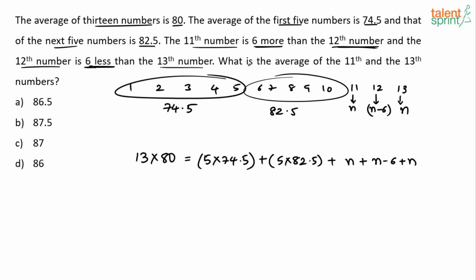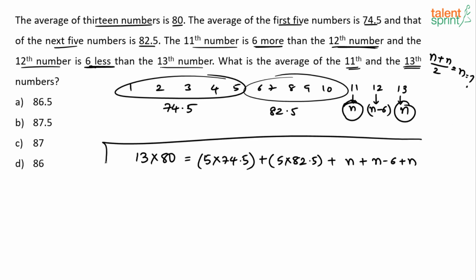What is he asking us to find out? Average of 11th number and 13th number. See, 11th number is n, 13th number is n. What is the average of n and n? For two equal numbers, the average is the same number, right? Average will be n plus n by 2, which is equal to n. So basically, you have to find out what the value of n is. And that can be obtained from this equation. Solve for this equation, you will get the value of n. What is 13 times 80?